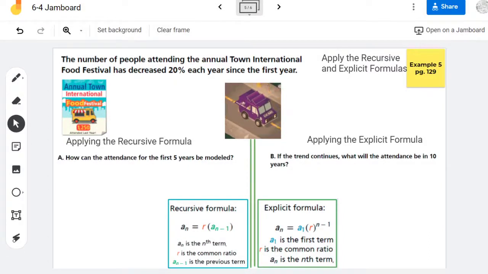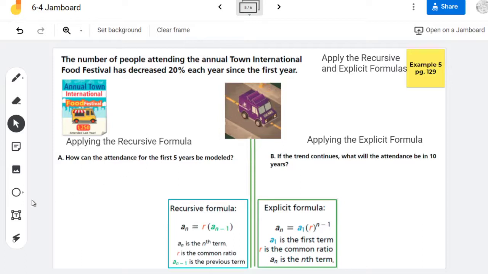In today's video, I'm covering example 5 from section 6-4 in the SavvasRealize Algebra 1 textbook. The goal of this video is to apply the recursive and explicit formulas. Alright, so it says the number of people attending the annual Town International Food Festival has decreased by 20% each year since the first year. And so the first part of it is they want us to apply the recursive formula.